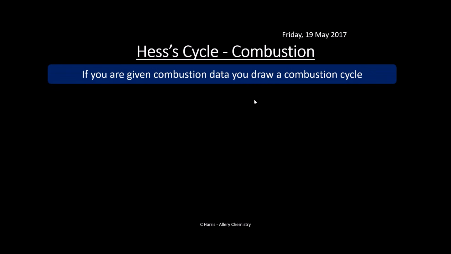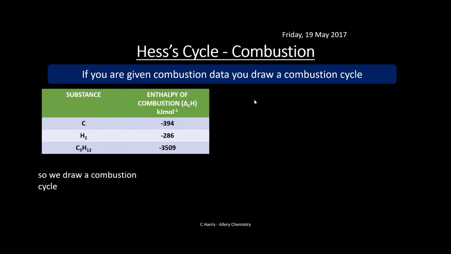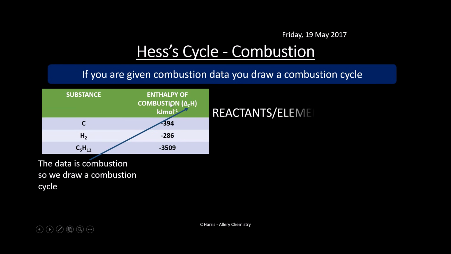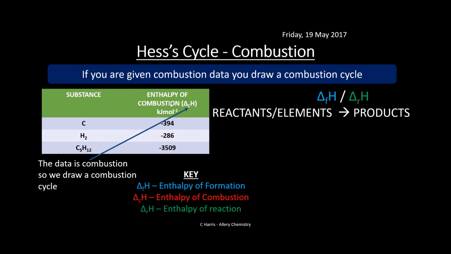Right, okay. Let's have a look at the second cycle. Now, this is a combustion cycle. If they give you combustion data, we draw a combustion cycle. You can see here, this data is combustion data. We have delta CH, enthalpy of combustion. So the cycle looks very similar, except you just need to make sure you get these things the right way around: reactants and elements on the left, products on the right. Again, we can call this enthalpy of formation or enthalpy of reaction. We can call them either on the top, so just read the question carefully. It'll tell you what to call them.